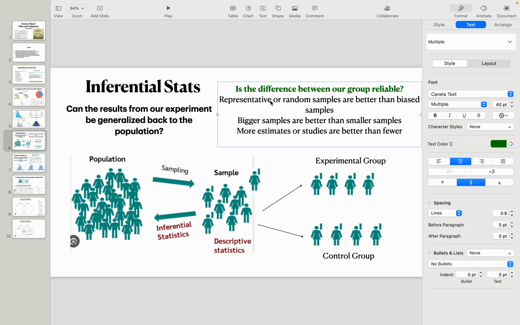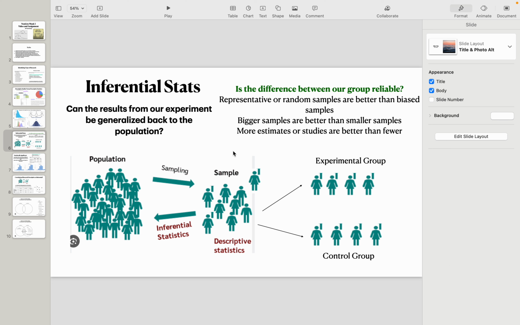So I try to have a representative sample, right? So I try to make sure that if I can only get to people, let's say in New Jersey, the people in my sample, since they're only from New Jersey, are at least representing the percentage makeup of the rest of the country, although that still would have its limitations. Okay, but representative or random samples are better than biased samples.